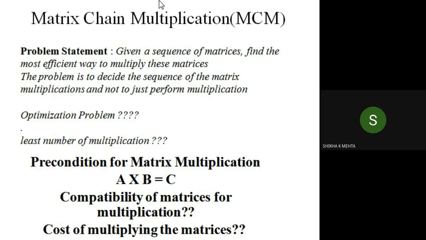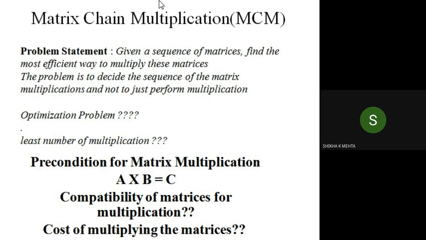So the problem statement says, given a sequence of matrices, find the most efficient way to multiply these matrices. The problem is to decide the sequence of the matrix multiplications. That's what I said. What should be the sequence? Either it should be ABC or CBA or BAC. So you can imagine the number of sequences that can be generated using these three matrices.